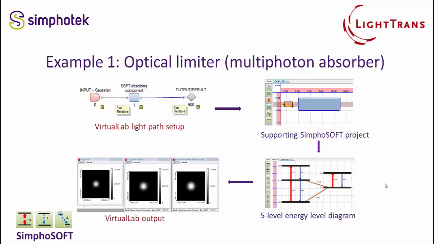Basically, what we want to show is how to run SimphoSOFT from VirtualLab. In the upper right is the supporting SimphoSOFT project, which includes a source and a material sample. Below that is the energy level diagram for the sample. It has 5 energy levels, 3 singlet states and 2 triplet states. Then in the bottom left is a typical VirtualLab output. Now we're going to go to the VirtualLab itself and look at the program.